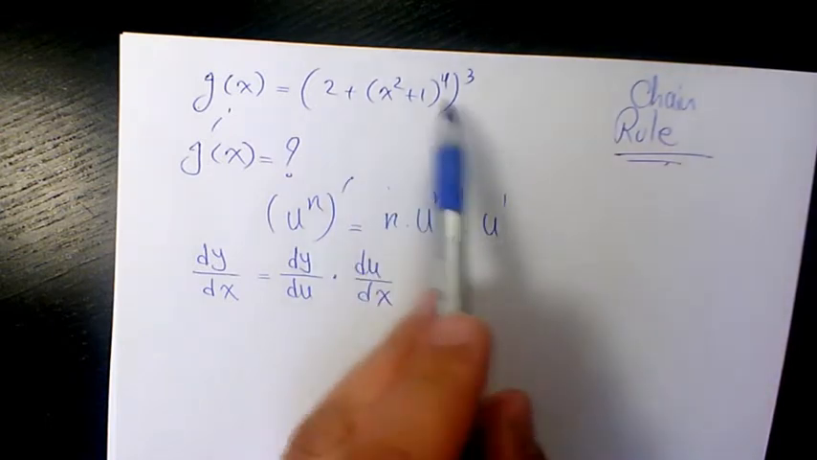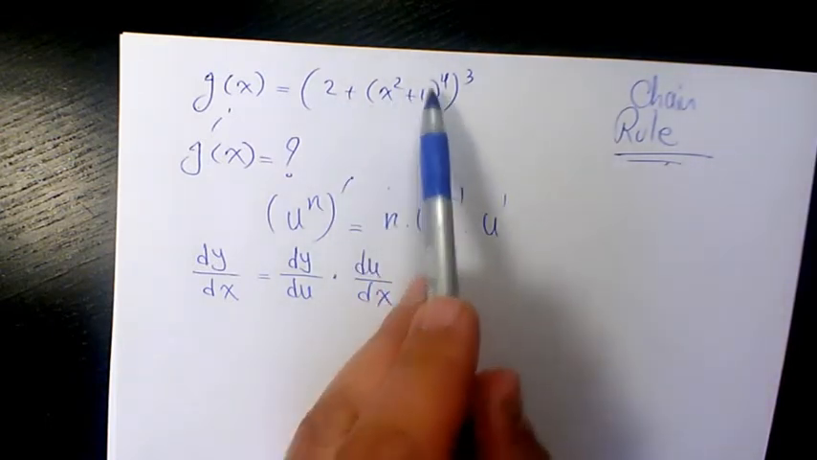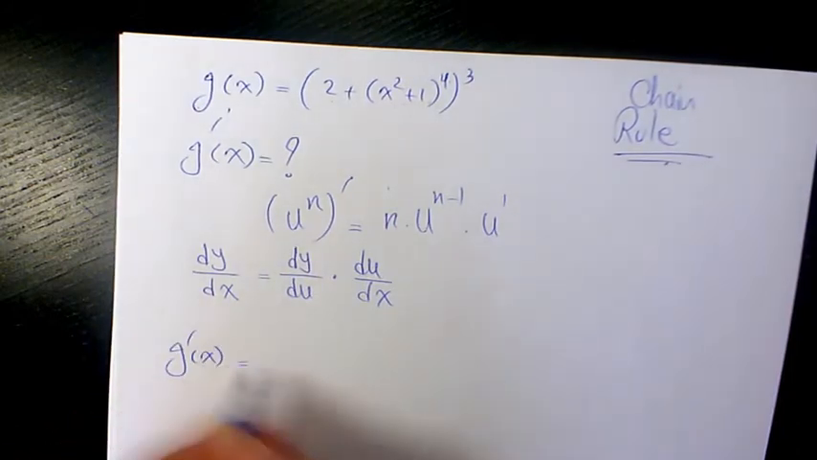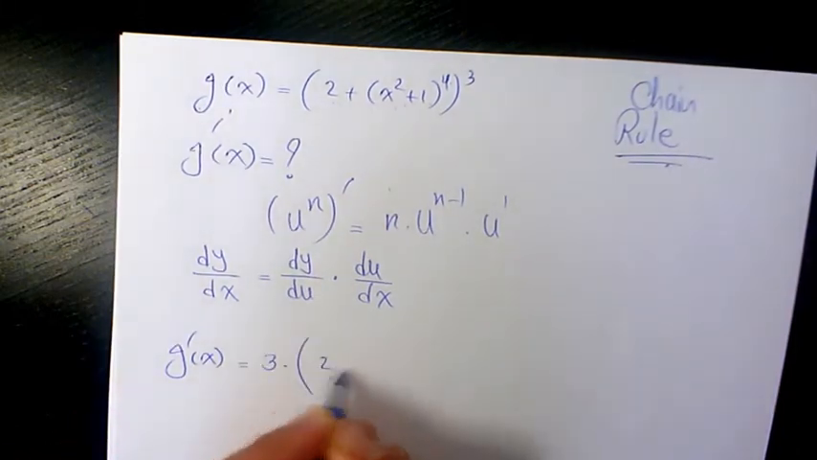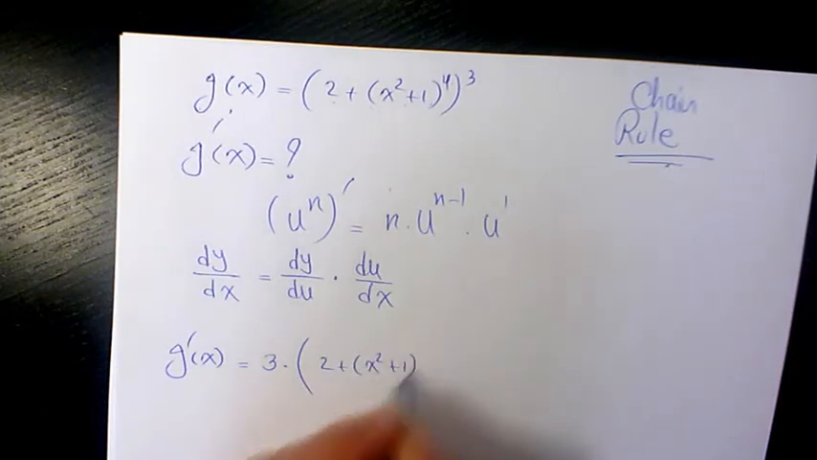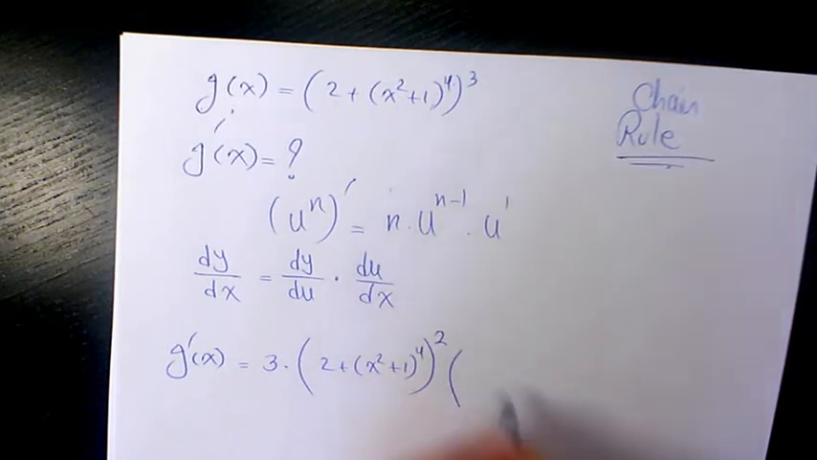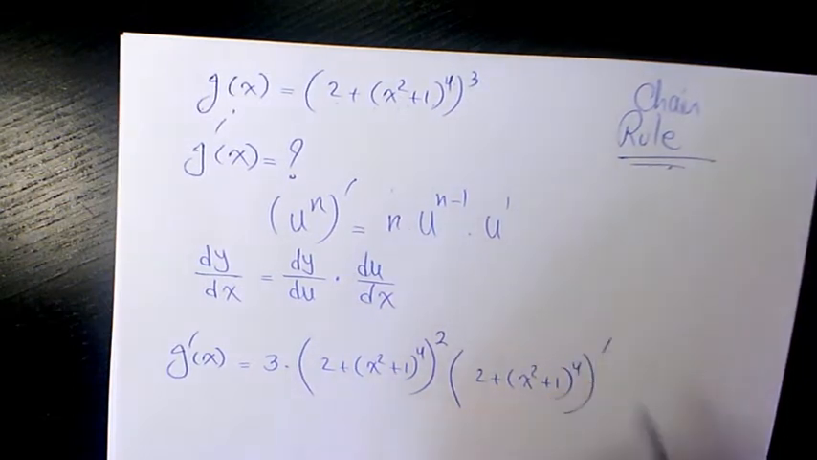Let's go back to this question. (2 + (x² + 1)⁴)³. The derivative will be 3 times (2 + (x² + 1)⁴)² times (2 + (x² + 1)⁴) prime.